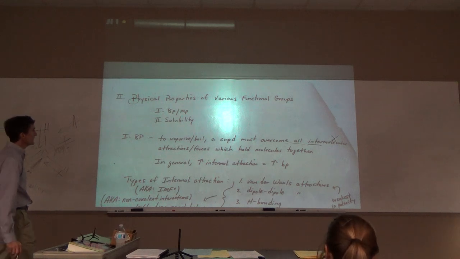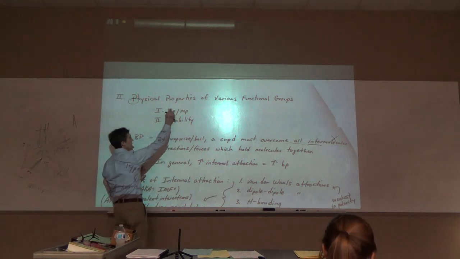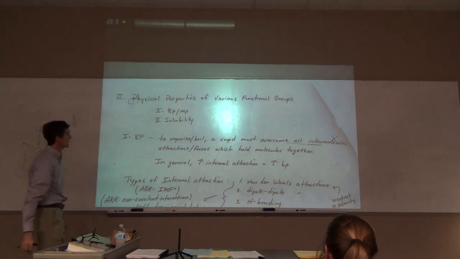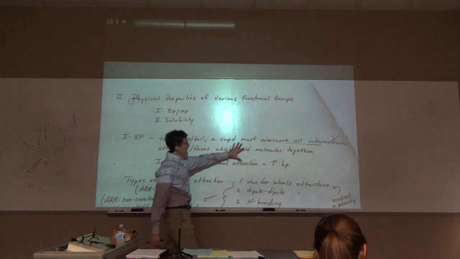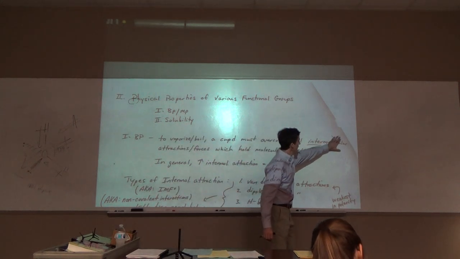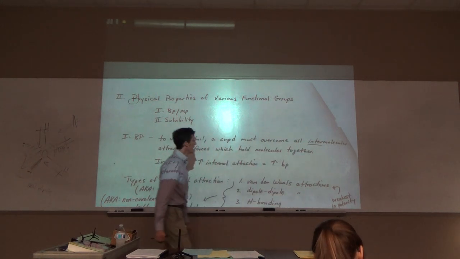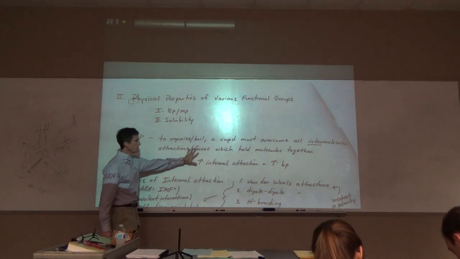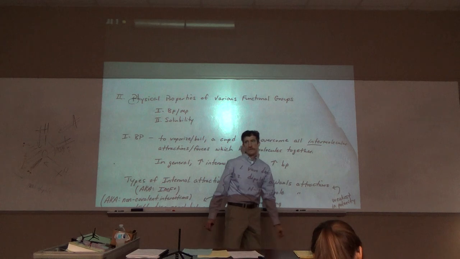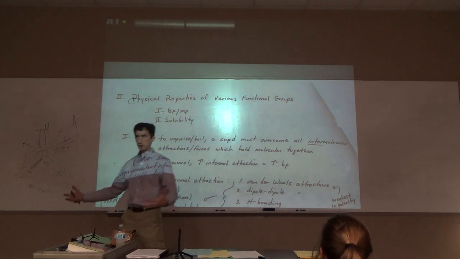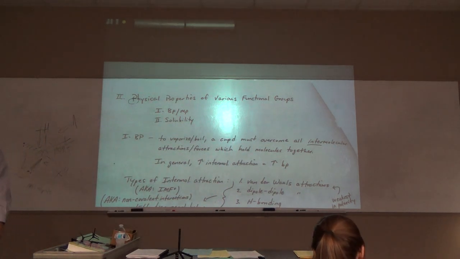Physical properties of organic compounds. We'll talk about two things, boiling point, melting point, and then solubility. Boiling point first. For a compound to boil, the compound must overcome all intermolecular attractions or forces which hold the molecules together. Intermolecular. That's between two different molecules, like an interstate goes between two different states.